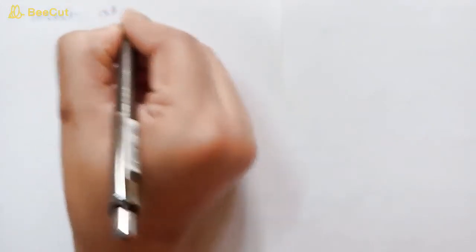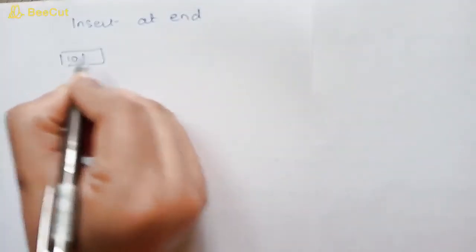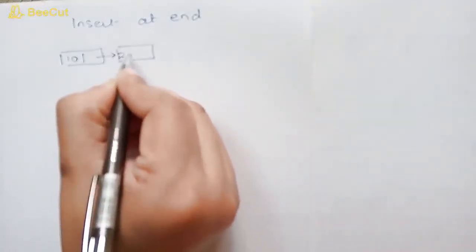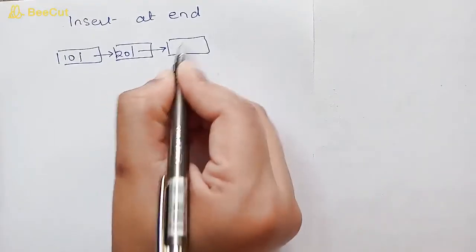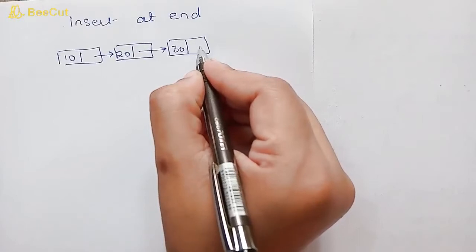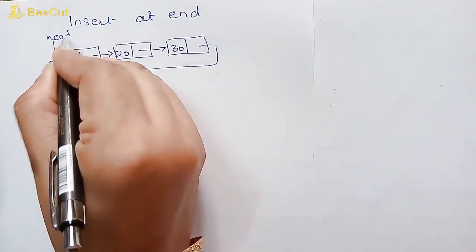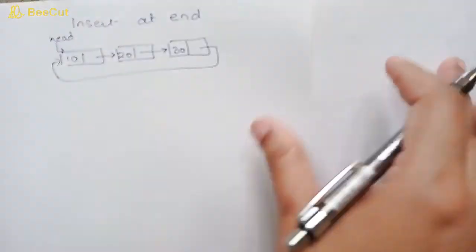Now suppose I want to insert at the end. I'll take the same example. Suppose I'm having three nodes 10, 20, 30. Here in the circular linked list, you don't have any null value in the last node. The last node contains the address of the first node, and there must be a head pointer which must be pointing to the first node of the linked list, right? So this must be the scenario.